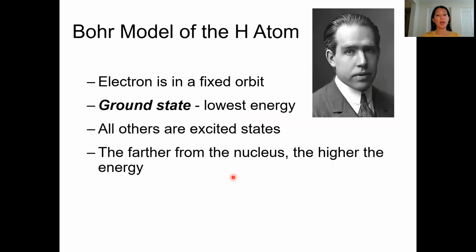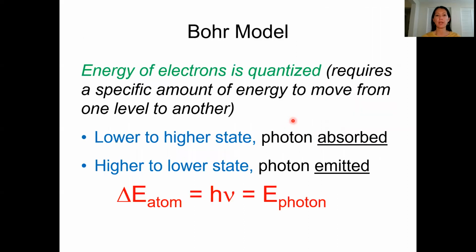What helped explain that was a model by Niels Bohr. So this is Niels Bohr, and what he said was that electrons are actually moving around the nucleus in a fixed orbit, and that the lowest energy state, we call it the ground state, all other states are excited, and the farther you go from the nucleus, the higher the energy. So I'm going to show you the Bohr model, and we're going to bring that back to the atomic line spectrum.